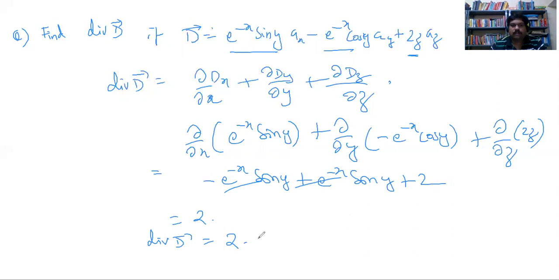So what is the unit here? So we know that divergence of D equals rho V, is it not? So this is coulomb per meter cube. So you can take up numericals further in the same way for different coordinate systems.